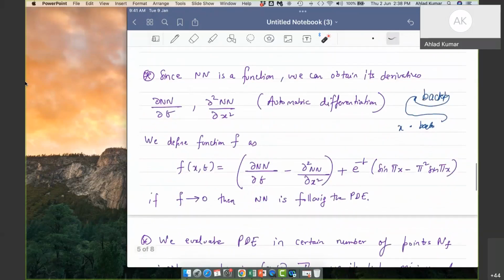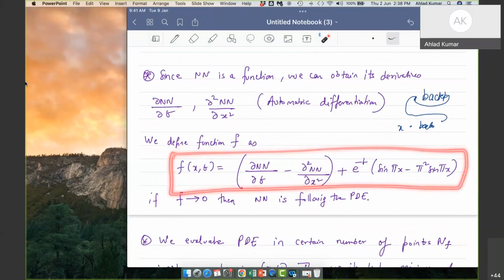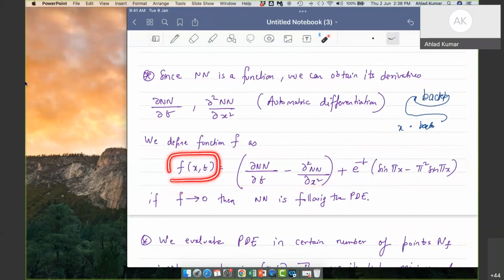Okay, now we are planning to define a loss function, which, as I told you last time, is challenging in the case of differential equations. So we define a function f in such a way. Here you see we have defined the function f(x,t), which is nothing but the earlier expression, but we are writing it as f(x,t). The idea is that if this function becomes close to 0, then the neural network is following the partial differential equation trajectory, because this is already equal to 0, right? If f tends towards 0, then the neural network is following the partial differential equation as time progresses.